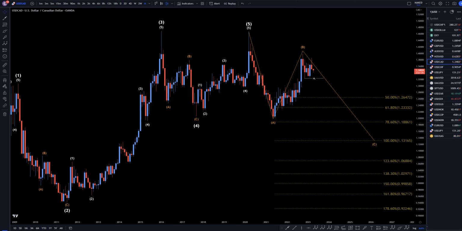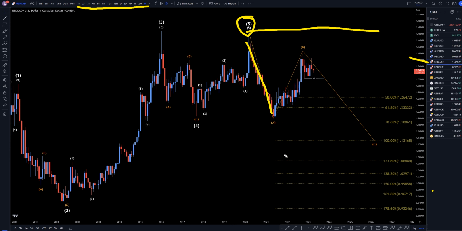Today is Thursday, April 6th, and I'm going to be analyzing the US dollar Canadian starting on the monthly, working my way down to the 1 hour time frame. So, on the monthly, I still think this is going to be the end of a wave 5 and that this high right here will hold.